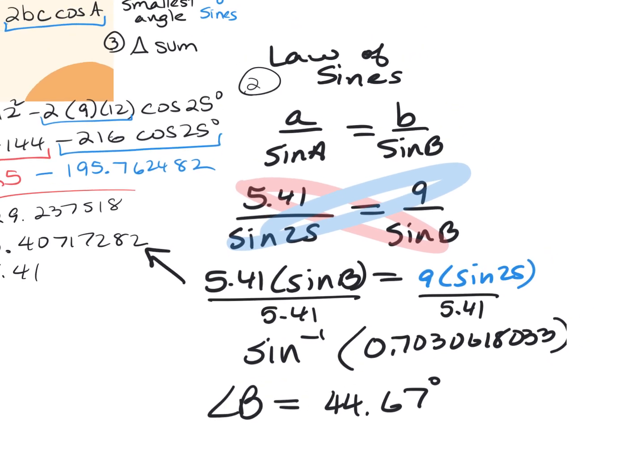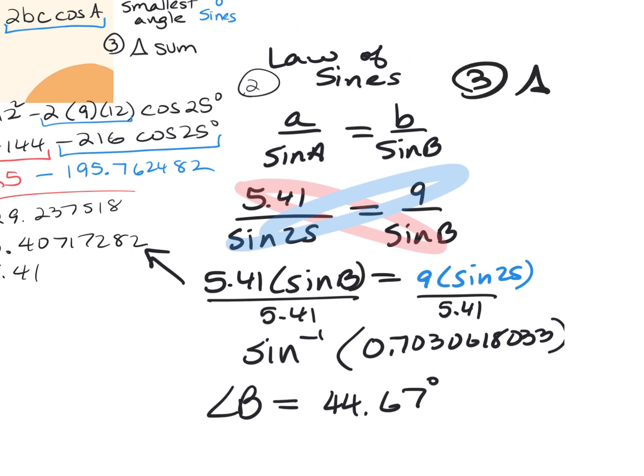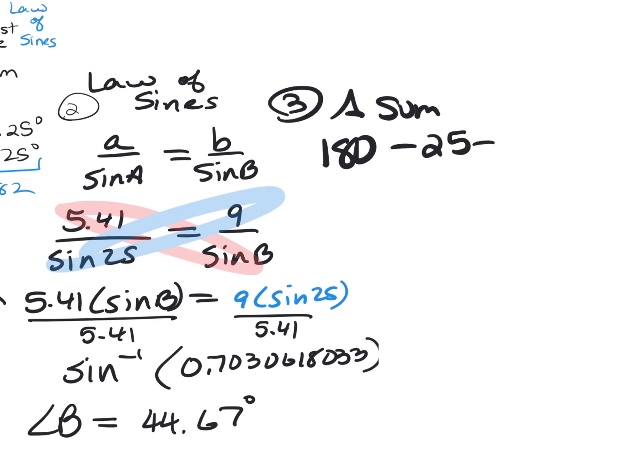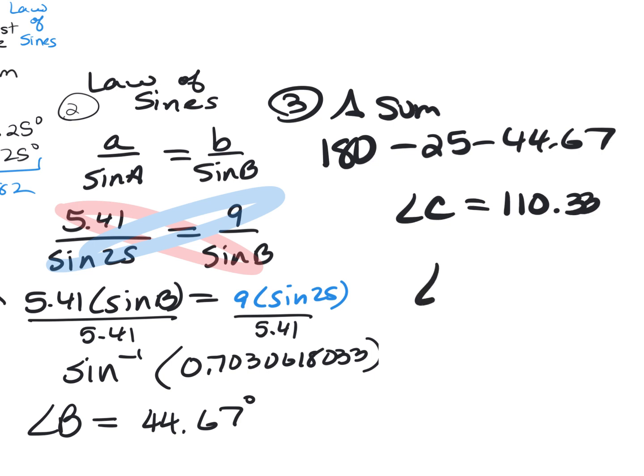In the last step, all we're going to do is the triangle sum. Since you're using a calculator, I would just do 180, subtract the 25, and then subtract this 44.67, and that'll give you the last angle, angle C. Then angle C is 110.33. So now I've completed my triangle. I found all 6 pieces.